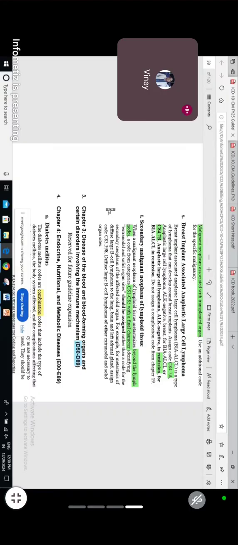Malfunction of an insulin pump: sometimes over secretion, sometimes less. For less secretion, always remember we have to code 3 codes. First code will say about the complication of the device. Then underdose of insulin pump will be your second code. Third code is the type of diabetes. Similarly for overdose, first is the complication, second is the poisoning, and third is the type of diabetes code. Fourth is a complication if there is any.